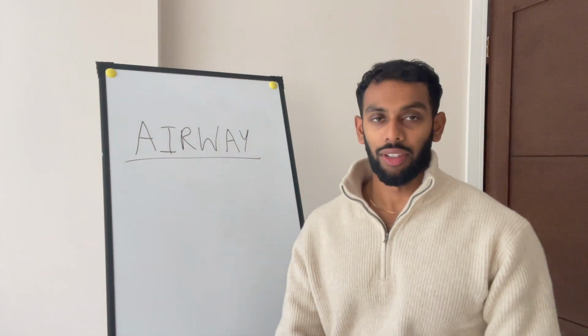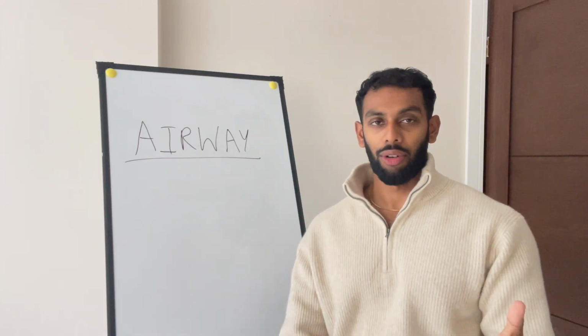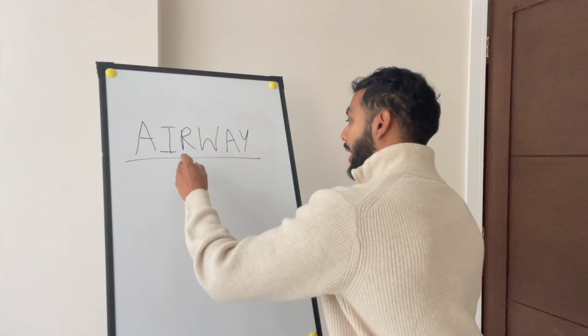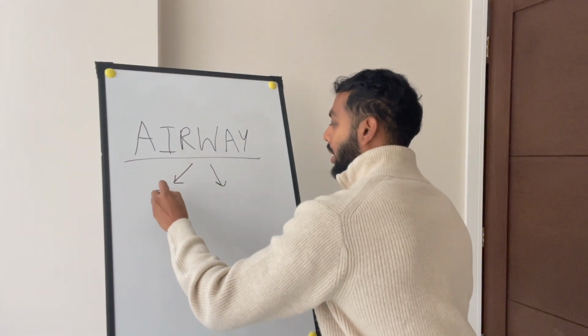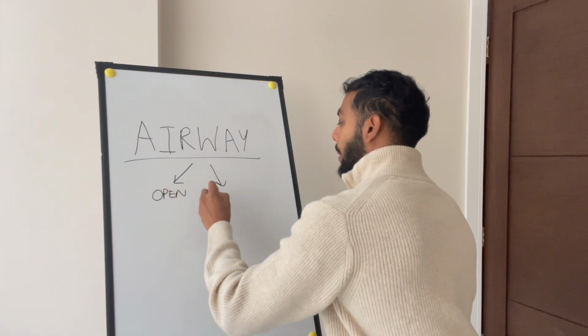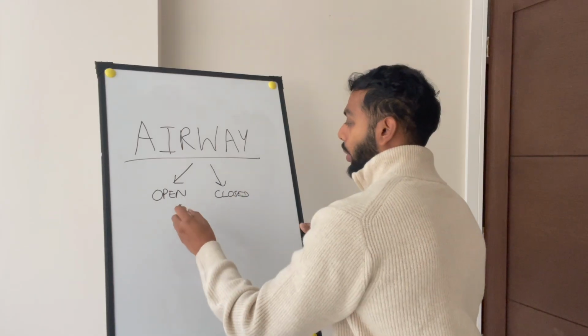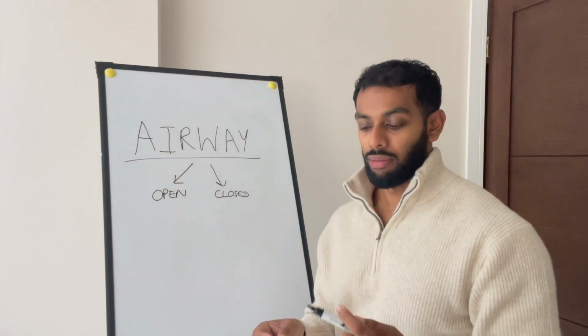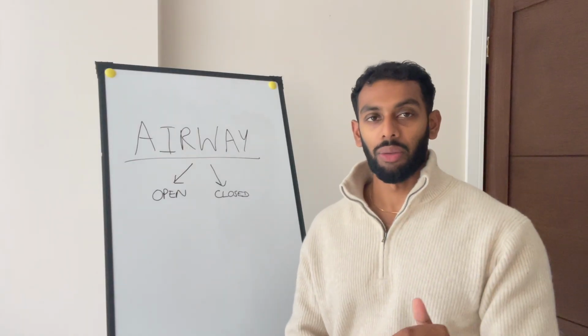So airway is pretty simple. Airway can either be opened or closed, so it's binary. And in the exam, they'll give you a hint. So if the patient is speaking in full sentences, you know that their airway is patent, so it's open. So if you're happy with airway, you can tick airway and move on to B.